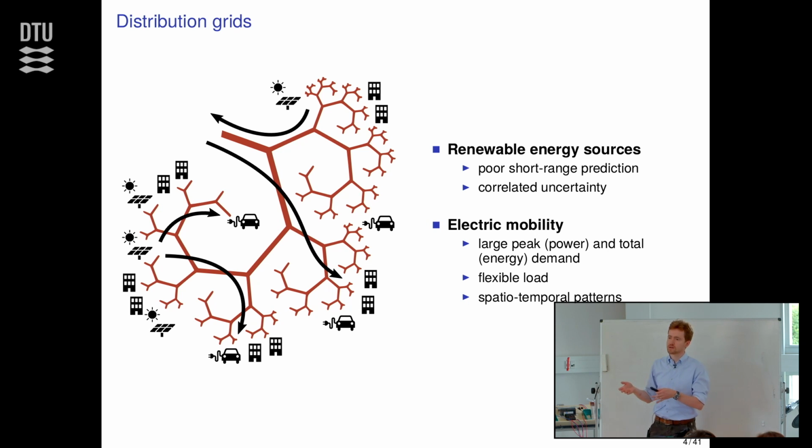Like if there is traffic, then the peak of power is delayed because people are taking longer to get home.